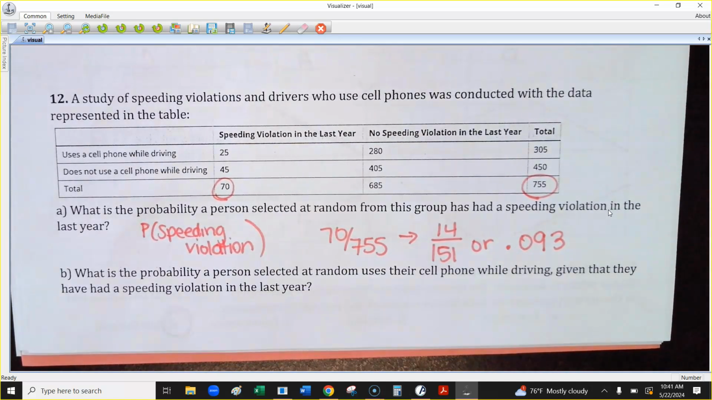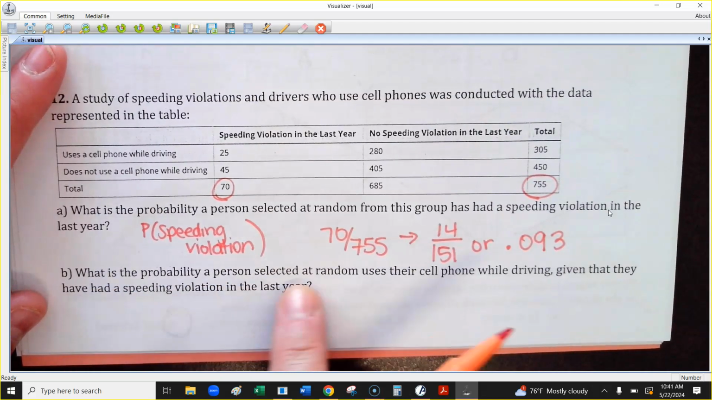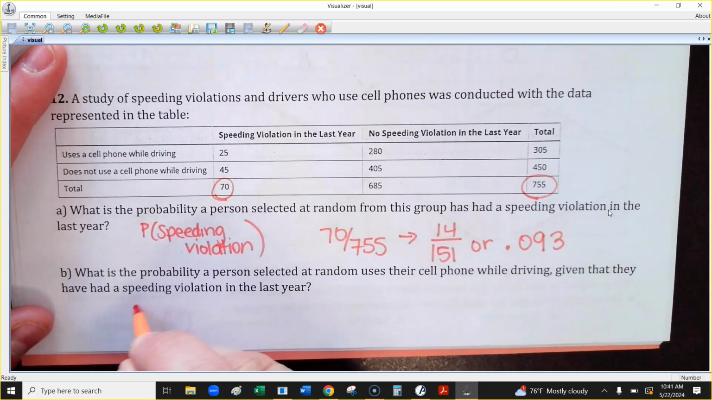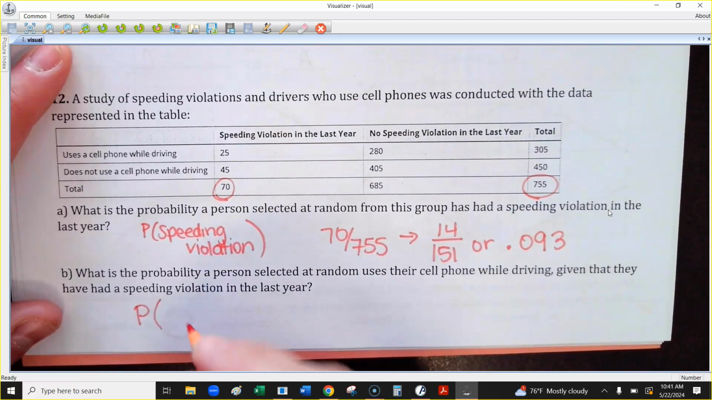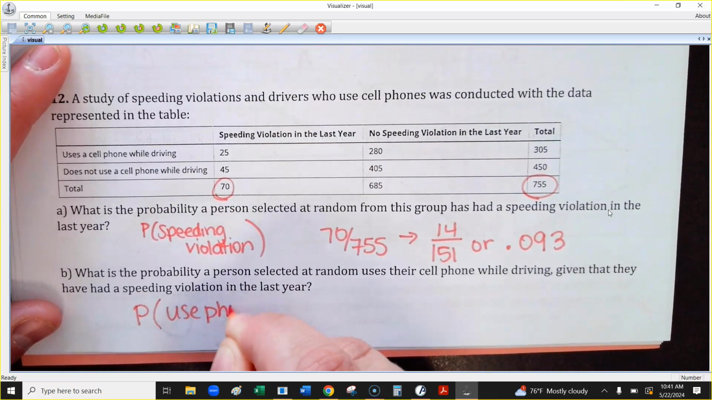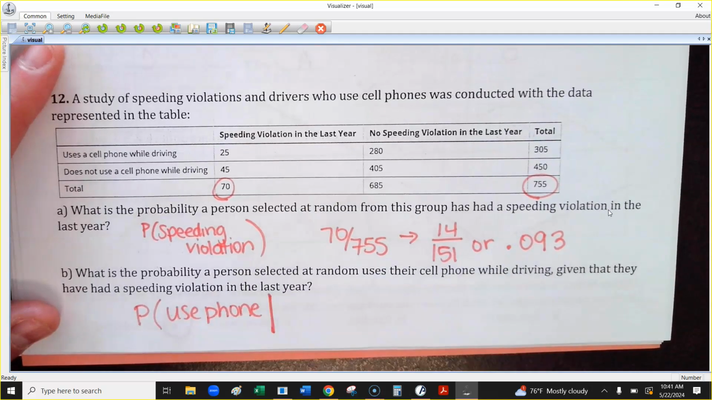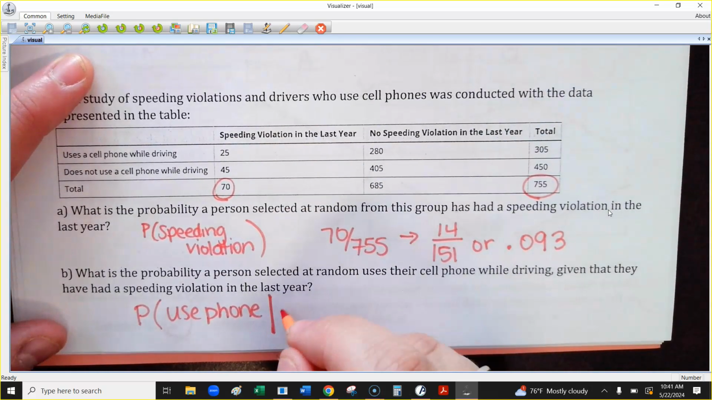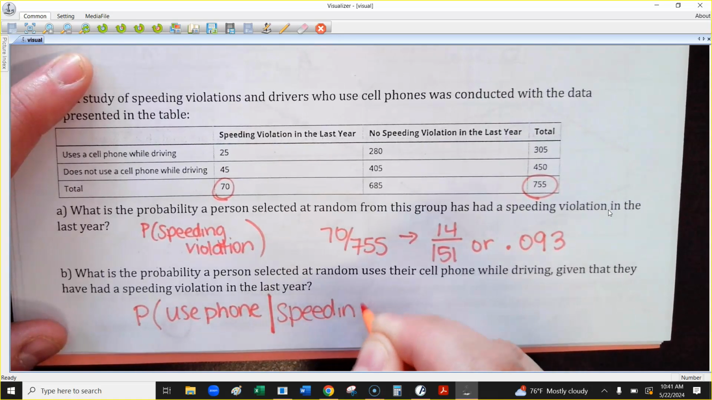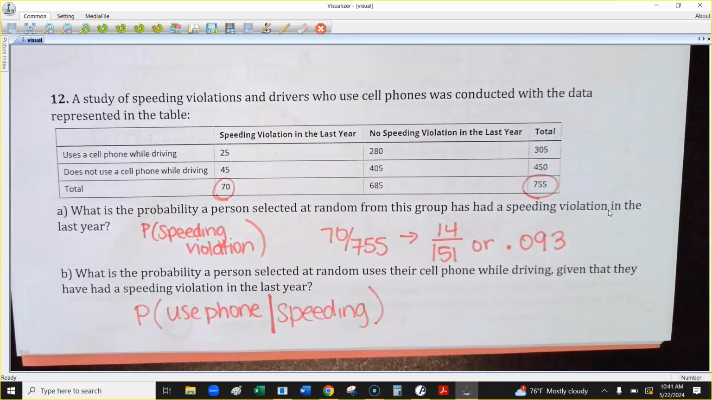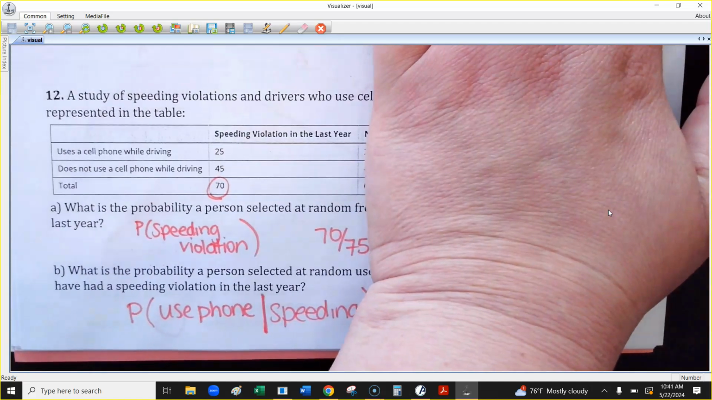Okay, now, the way this is written out, it's actually written out instead of like a P with a parenthesis. So let me do this here real quick for you. What's the probability a person selected at random uses their cell phone while driving? So uses their phone, given, so that's where I had the little bar, given that they had a speeding violation. If you have something that is given to you and you are looking at a table, whatever is given to you, so it's given that they had a speeding violation, don't even mess around with the other column in that table. We're just going to use this one.